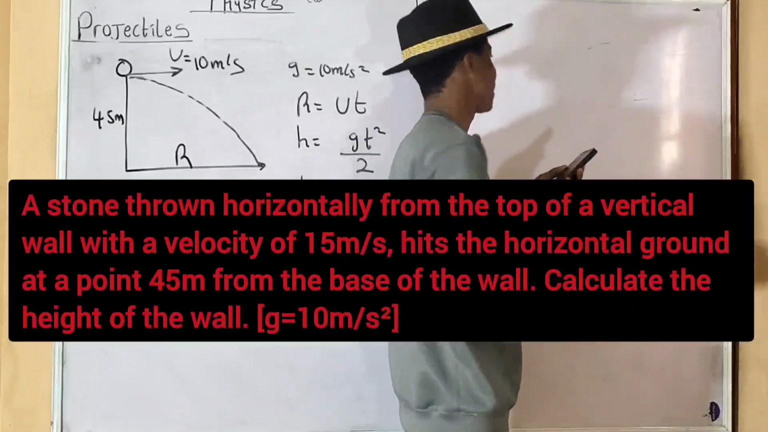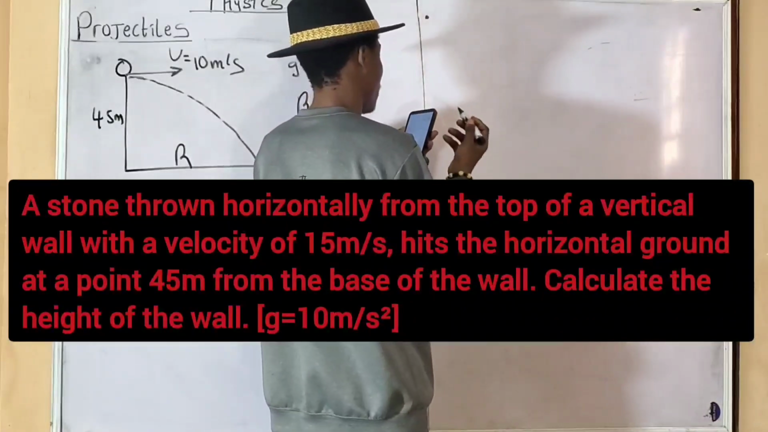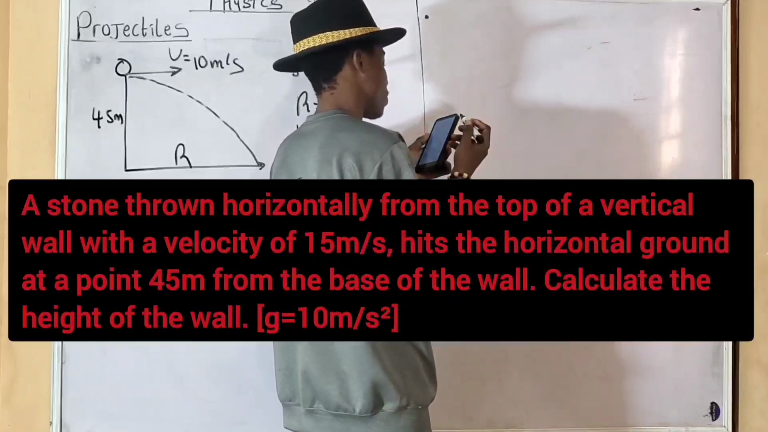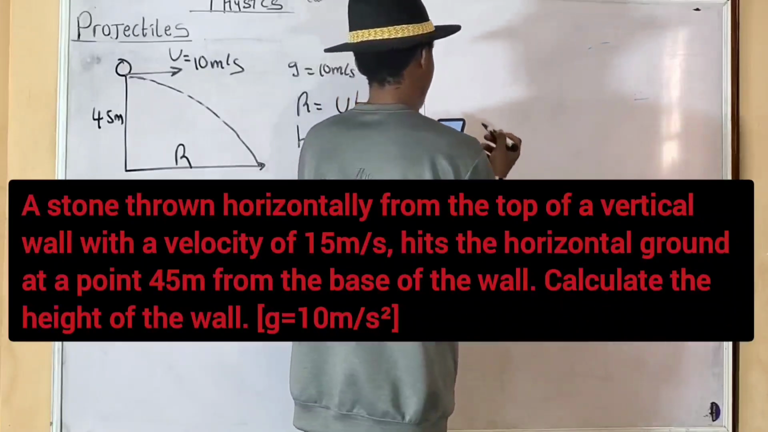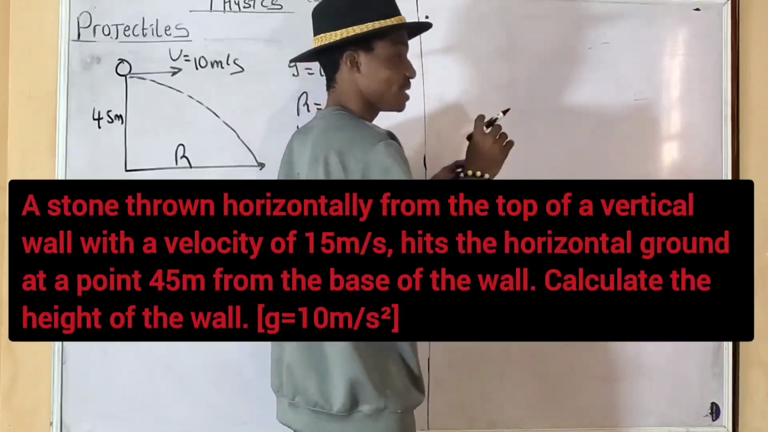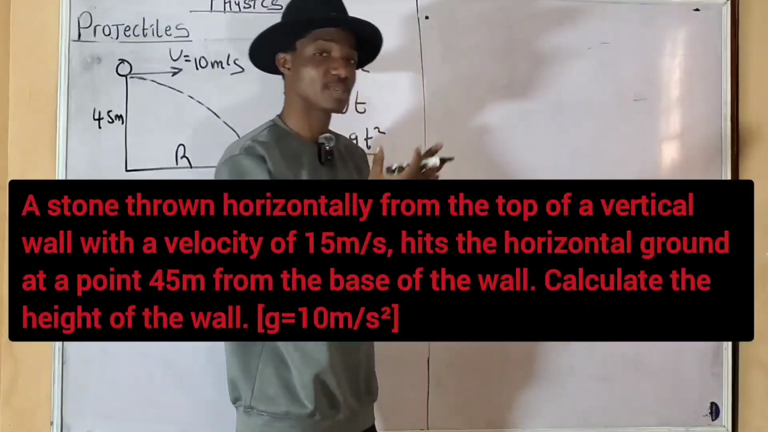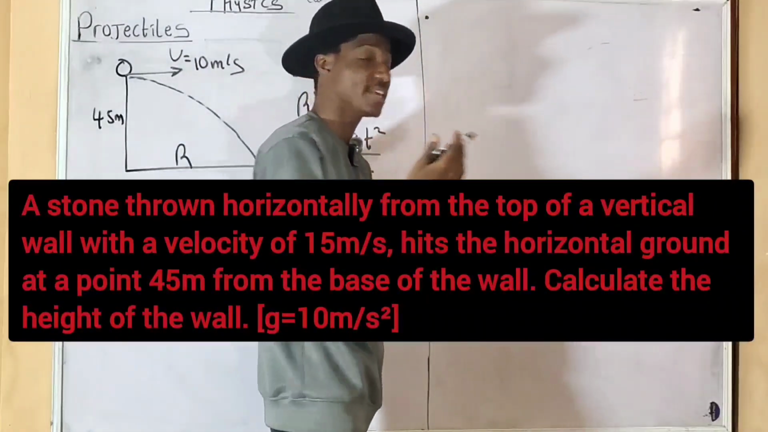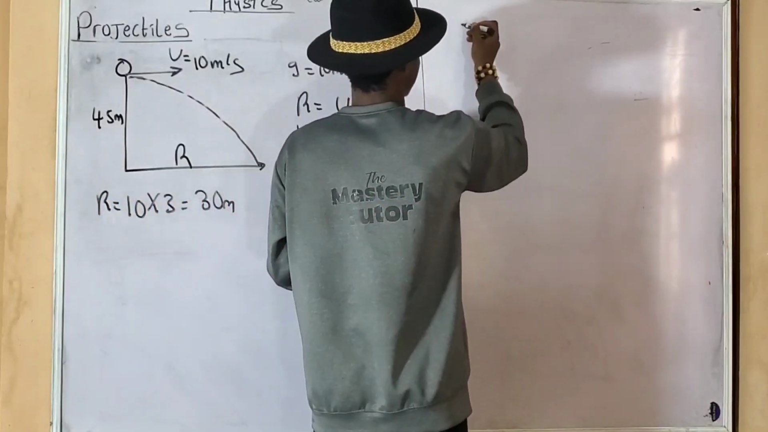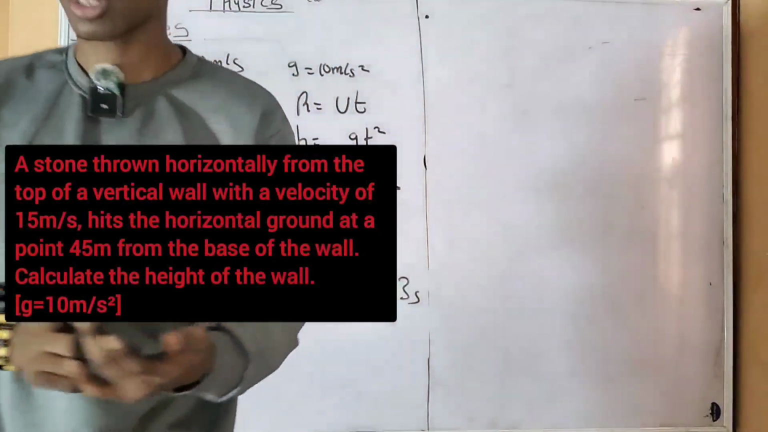A stone thrown horizontally from the top of a vertical wall with a velocity of 15 meters per second. That means the horizontal velocity with which the stone is being thrown is 15 meters per second, and that is U. So let us have the object. Sorry, the marker is not working. Let me change this.